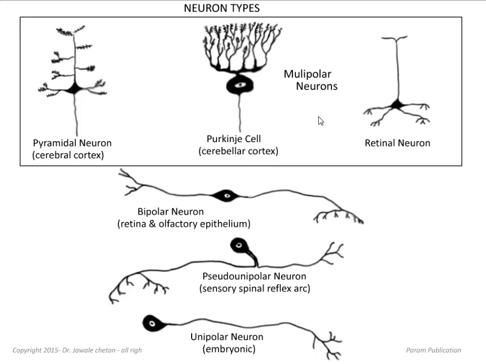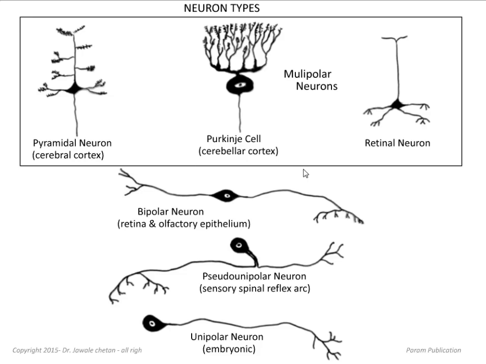Now multipolar neurons. These are most numerous of all, and their shape is variable and depends upon the number, arrangement and length of processes. They may be of two types. In Golgi type 1, there is a single long axon and numerous short dendrites. In Golgi type 2, the axon is short.